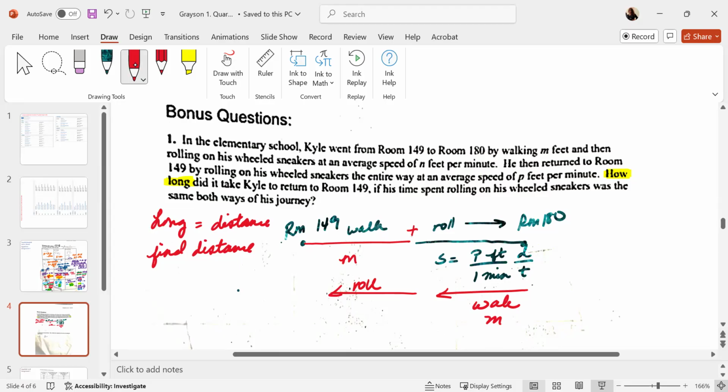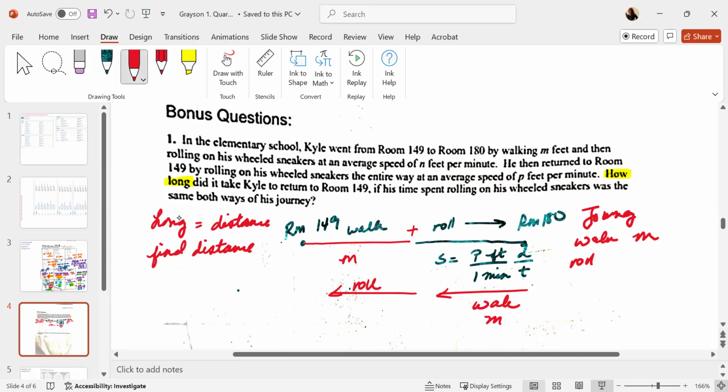Okay. So he went to the room by walking m feet. So this is his journey. He walked m, right? And then he rolled. Then he returned. Speed of n feet per minute. Average speed.